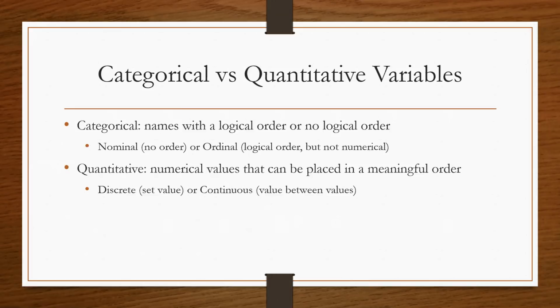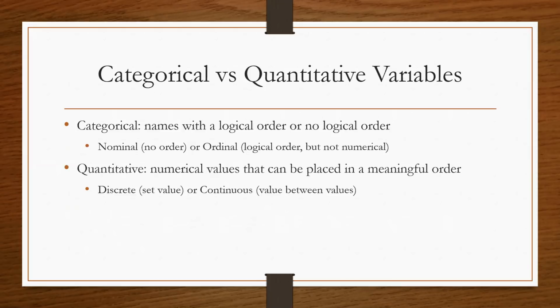Or you could have ordinal, where it does kind of have a logical order, but it's not numbered. Think of t-shirt sizes. You've got small, medium, large, or if you want to, you could go extra small, extra large, all the way up to quadruple X or something like that. So it has an order, but there's no numerical value to it, but we just know it has an order.